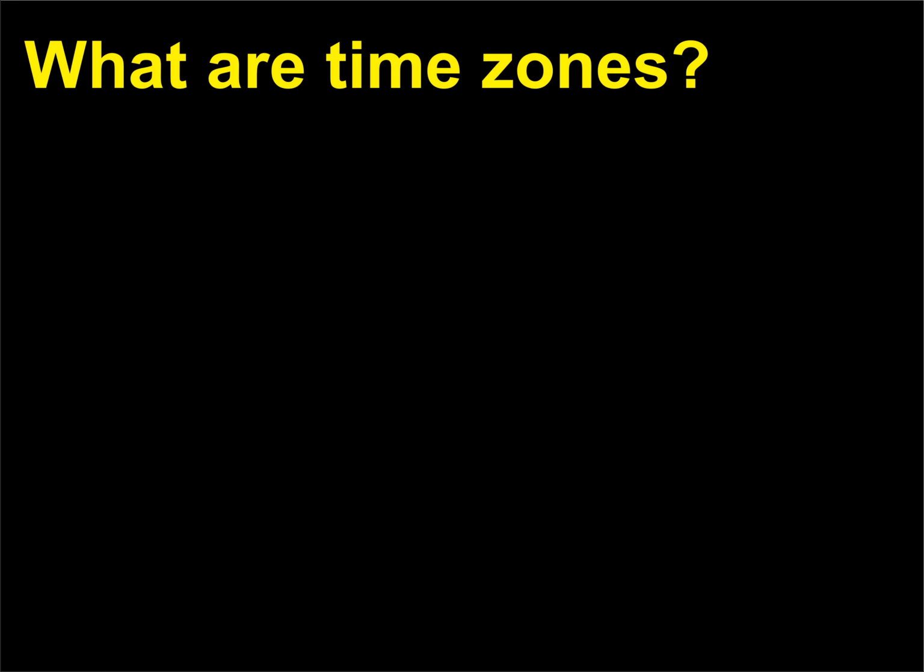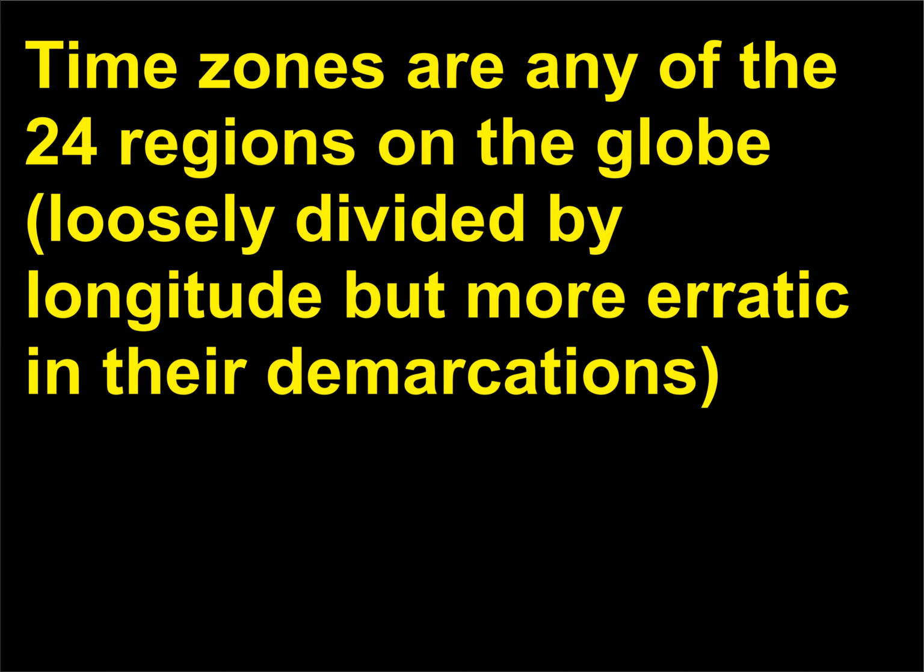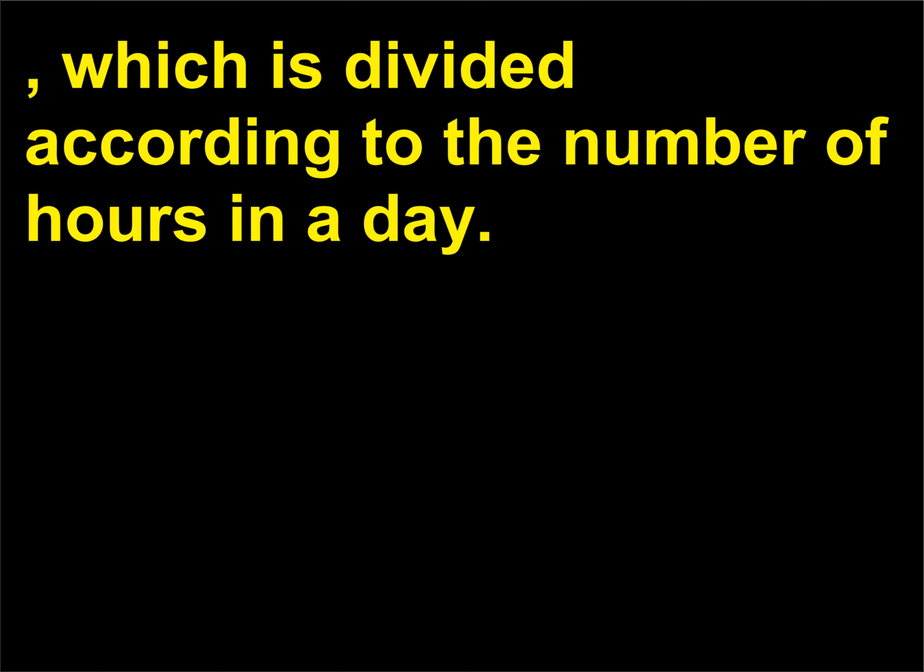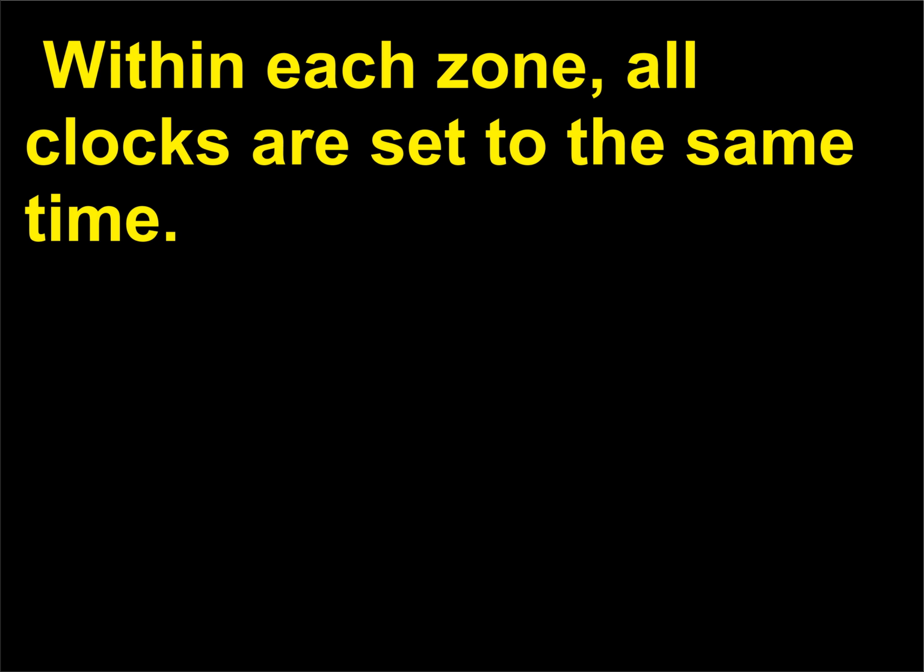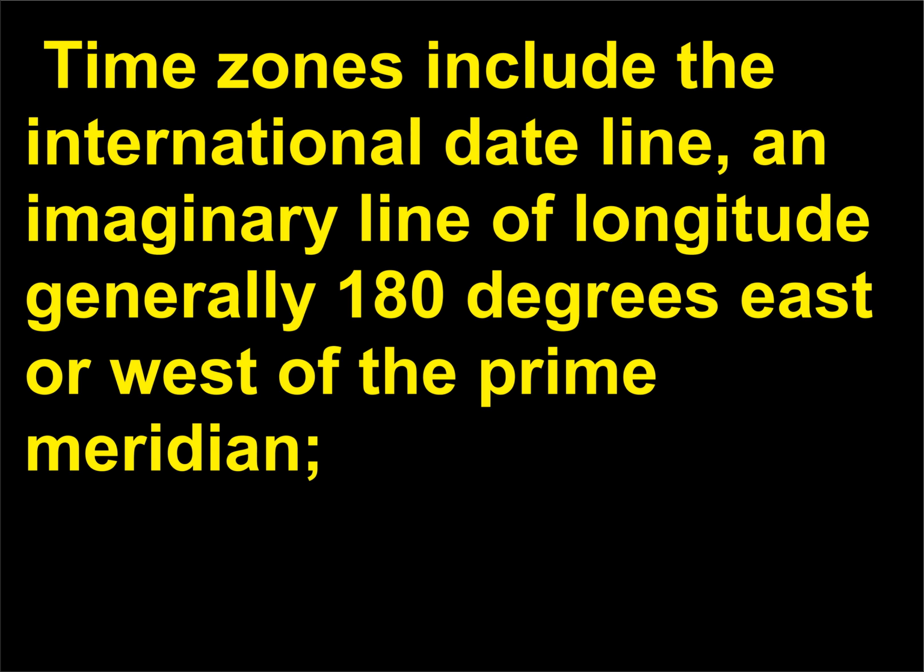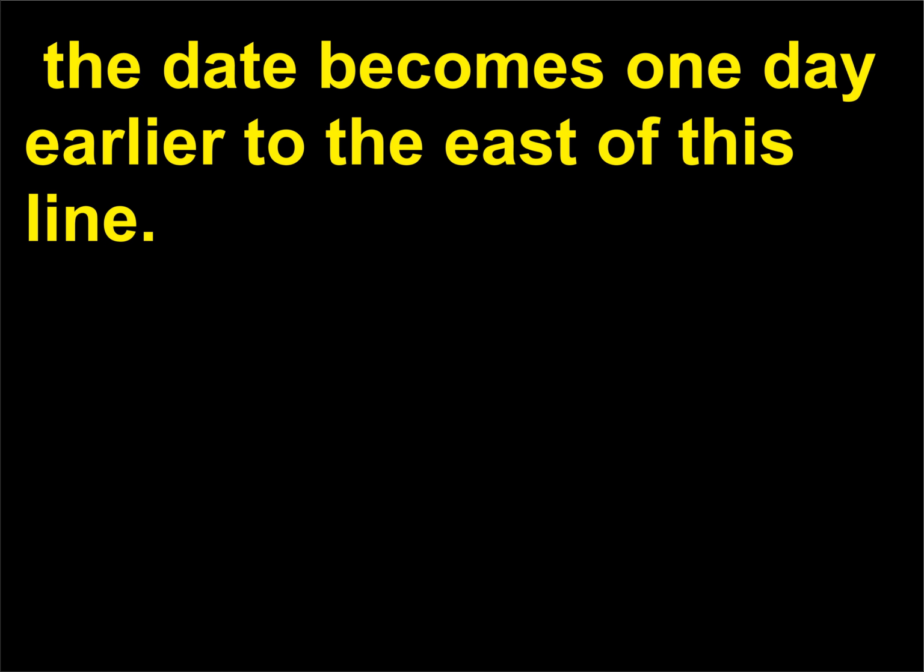What are time zones? Time zones are any of the 24 regions on the globe, loosely divided by longitude but more erratic in their demarcations, which is divided according to the number of hours in a day. Within each zone, all clocks are set to the same time. Time zones include the international date line, an imaginary line of longitude generally 180 degrees east or west of the prime meridian. The date becomes 1 day earlier to the east of this line.